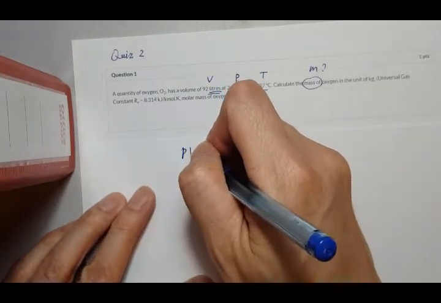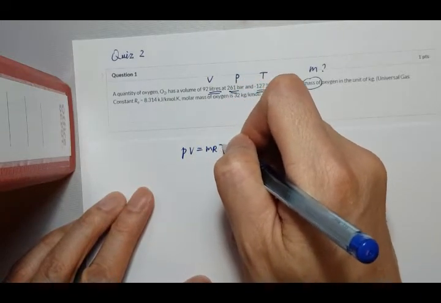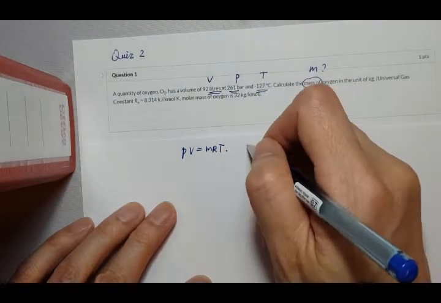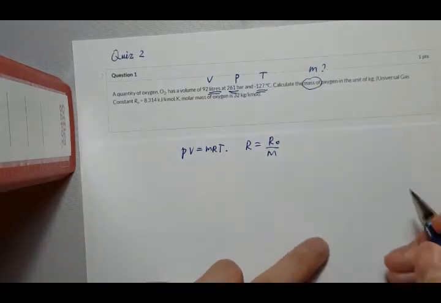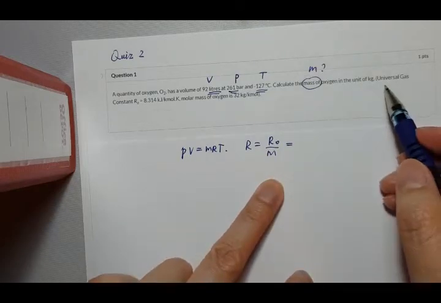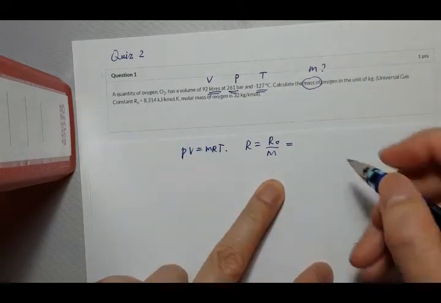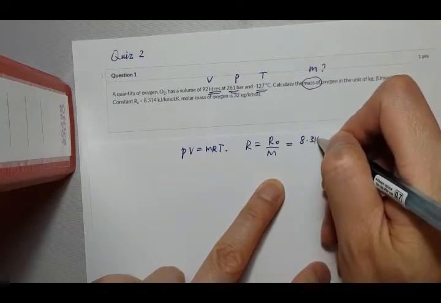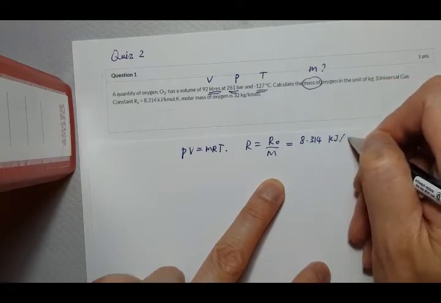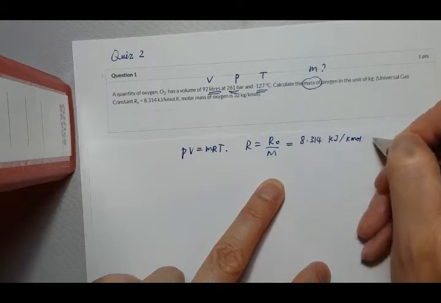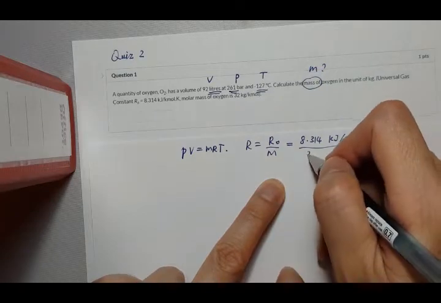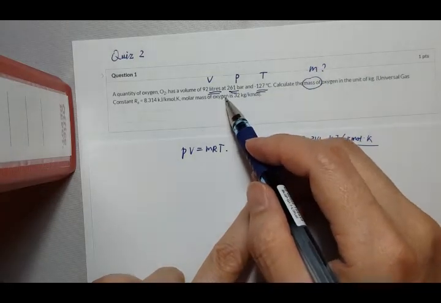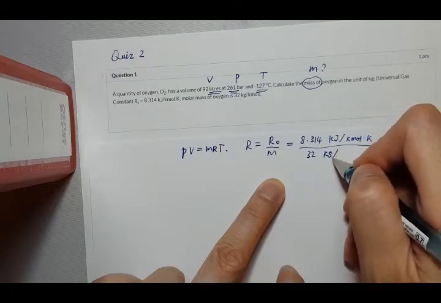Now I'm going to copy these equations down. PV is equal to mRT, and R is equal to R0 divided by M. As I said, R0 is a constant there. There's a very common mistake here, so I'm just going to write a unit. You can see that most mistakes are made regarding the units. There's 32 here, the molar mass of oxygen, kilogram per kilomole.